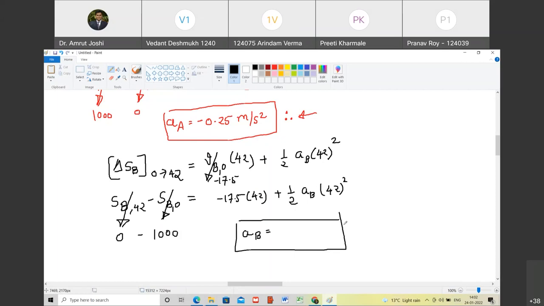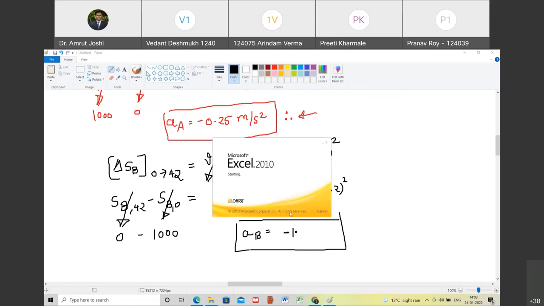That is coming out to be minus 1.96. How much did you get, minus? Minus 1.967. Are you sure it is minus? Yes, sir. No. How much is 17.5 into 42? It is 735, sir. So 735 goes. I think I made a mistake.